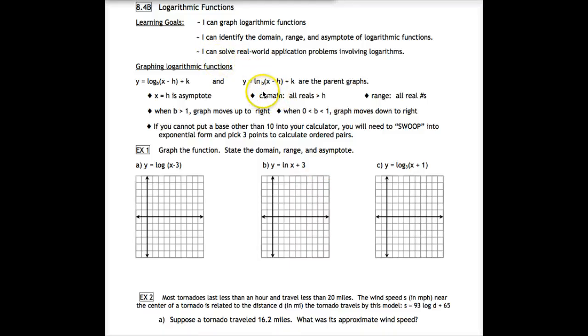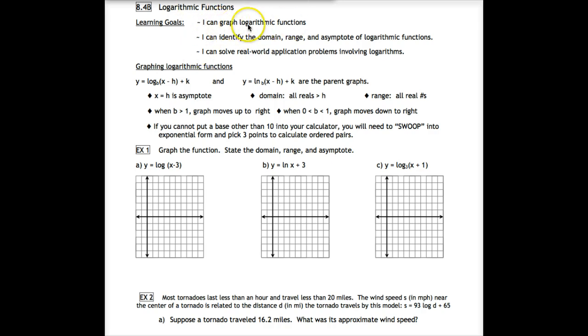All right, so today we are going to discuss the rest of our intro to logarithms. So yesterday we did all the basic stuff: what a logarithm is, how to use our swoop method to convert to exponential form, how to press it in on our calculator, and how to write the different inverse equations. Today we're going to be focusing on the graphing aspect of logarithms.